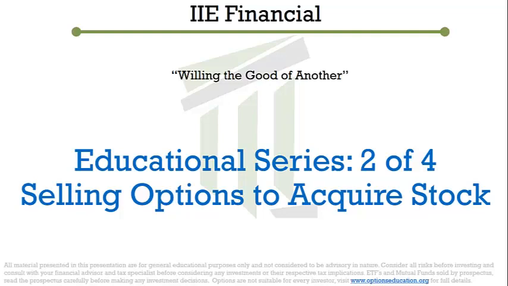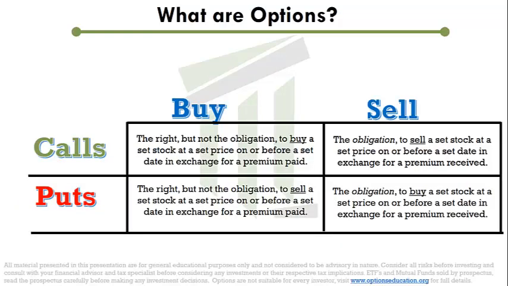Today we're going to go a little bit deeper into options, remembering that there are 2 types of options. Our only 2 types of options are calls and puts. And there's only 2 actions that we can take with those options, buying them and selling them.